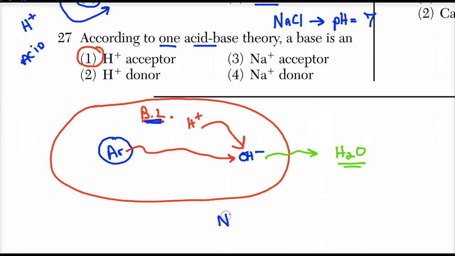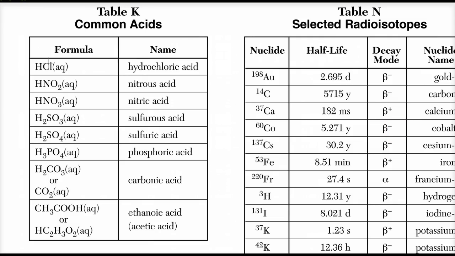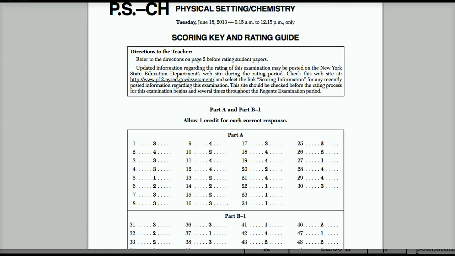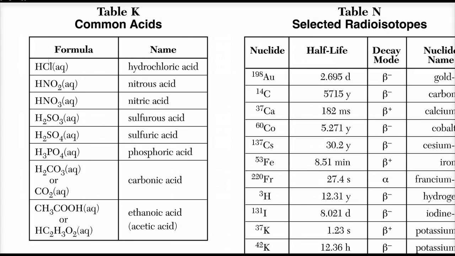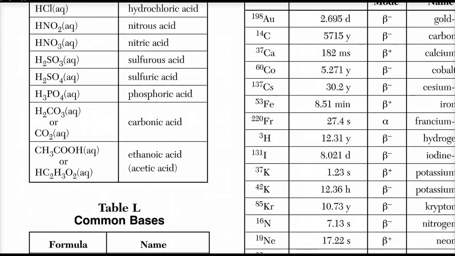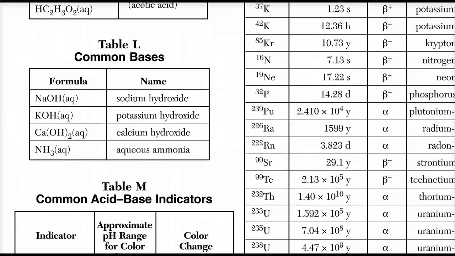Case in point, in your table, I believe table K, I am mistaken, it's not table K. That's where your acids are listed. Table L is your bases. And you can see that ammonia is listed as a base. This is the Arrhenius definition. These hydroxides all have the OHs with a metal. These are all Arrhenius bases. This one doesn't have a hydroxide, so how does it act as a base?